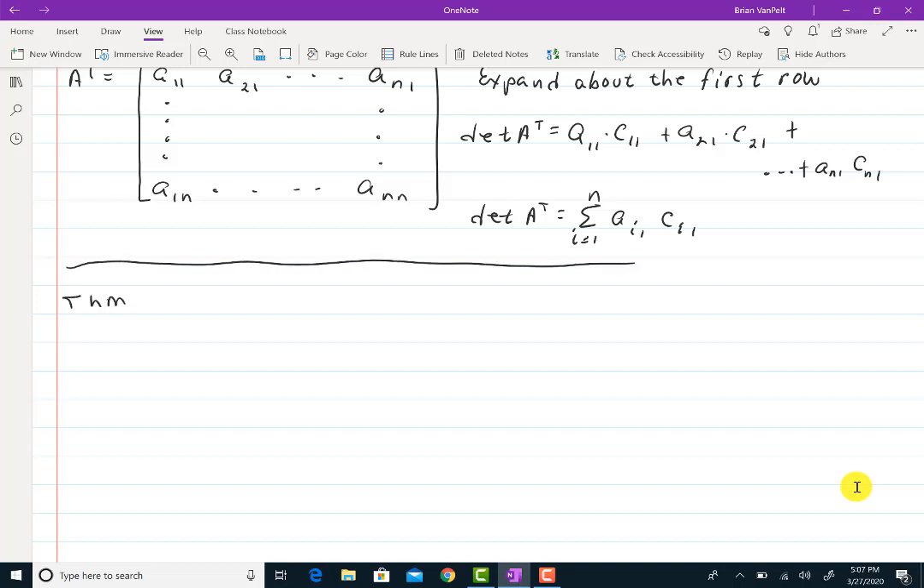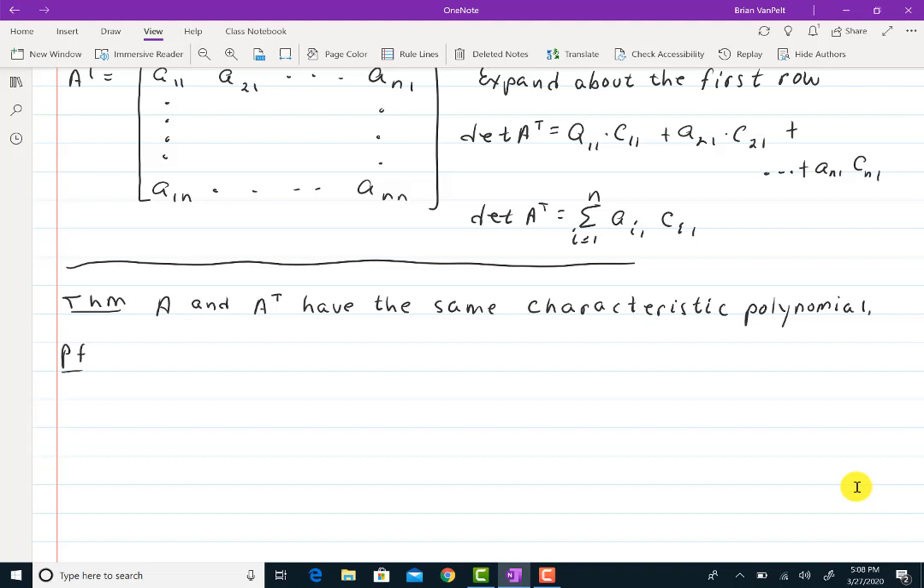Theorem: A and A transpose have the same characteristic polynomial. And this one here is not that hard to prove either. We look at P of lambda, which we know is going to be the determinant of A minus lambda I.